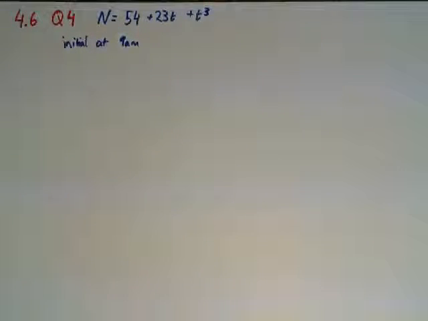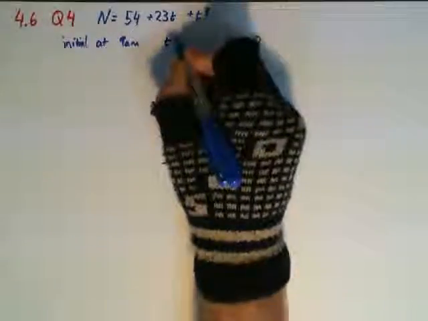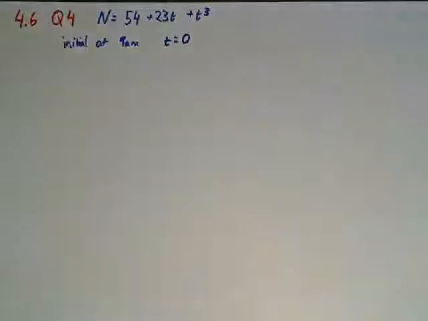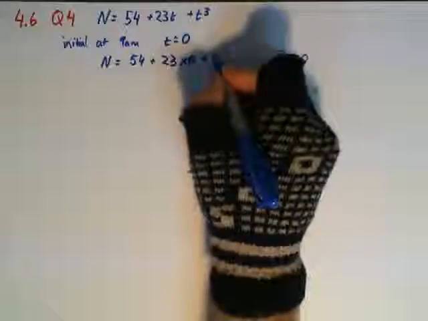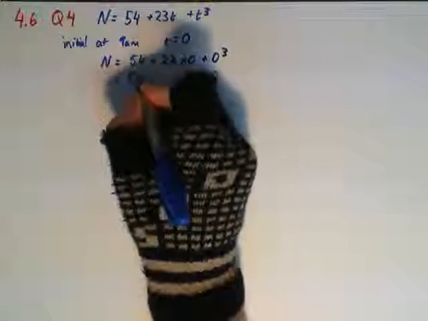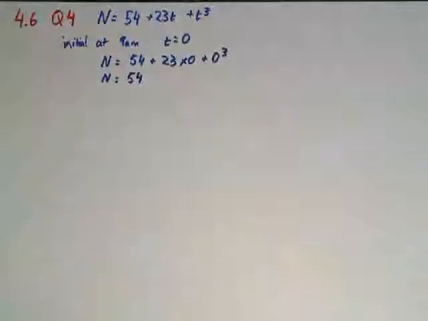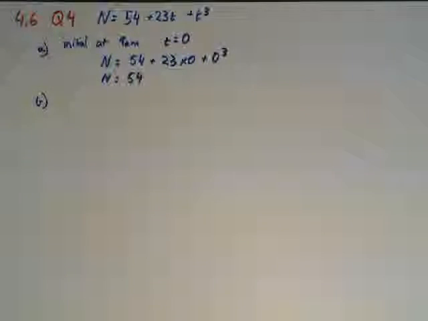So initial at 9 a.m. Now from the question it says time t hours after 9 a.m. So that's our first point. So our initial is at time t equals 0, which is at 9 a.m. So all we need to do is n equals 54 plus 23 times 0 plus 0 cubed. So it's going to be 54 is the number of bacteria. So that's part A. Pretty straightforward, just sub t equals 0.